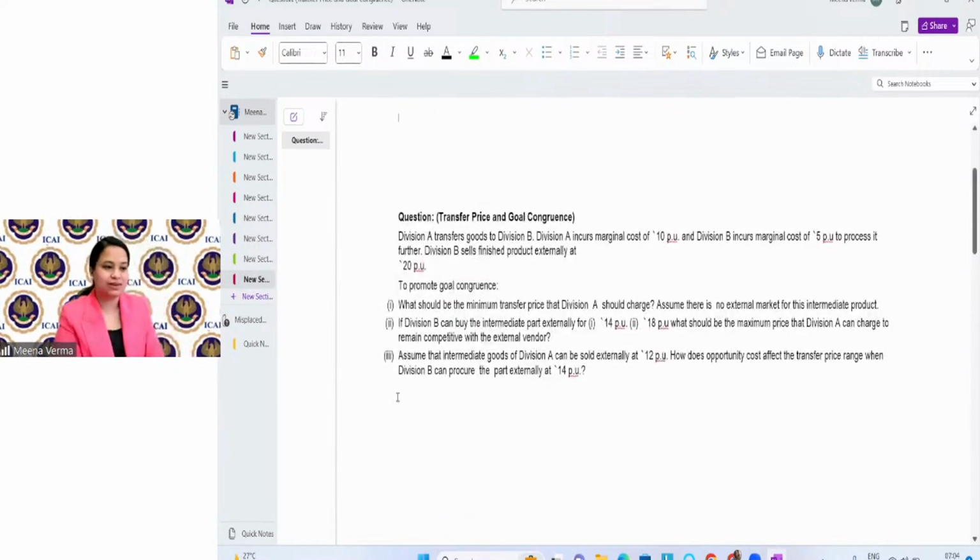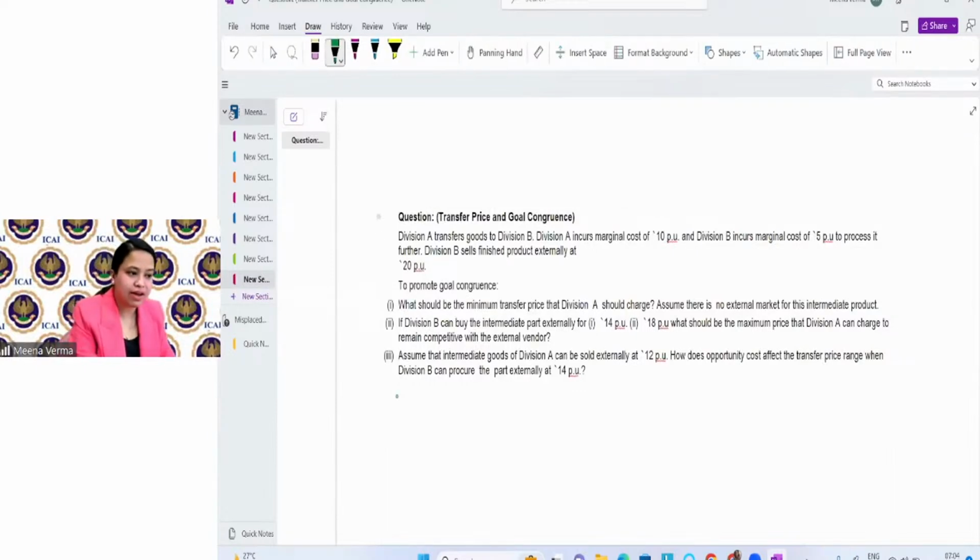So we have a question here. In this question, Division A transfers goods to Division B. Division A incurs a marginal cost of rupees 10 per unit and Division B incurs a marginal cost of rupees 5 per unit to process it further. As I told you in the last session, whenever you get such a question, start drawing a diagram so that it will be clear in your mind how you should solve it.